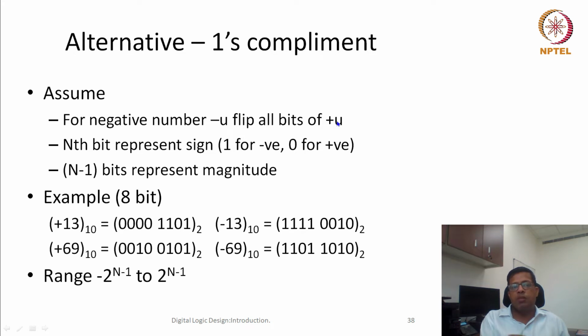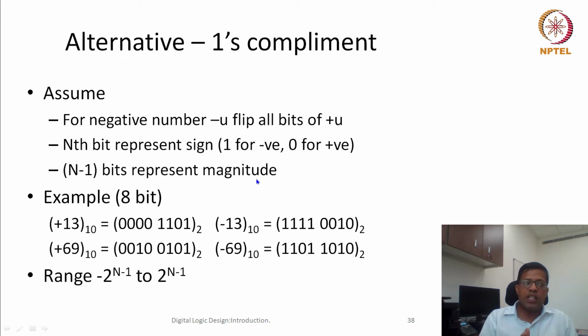That means if the bit was 0, I make it 1. If the bit is 1, I make it 0. So that way a flipped number is a negative number. That's my assumption, and this particular representation I am calling ones complement representation. For a positive number we assume that the MSB, the most significant bit, is 0. Because we are flipping, if the most significant bit is 1, that means it is negative, and if the most significant bit is 0, then it is positive. And the n-1 bits would represent the magnitude.